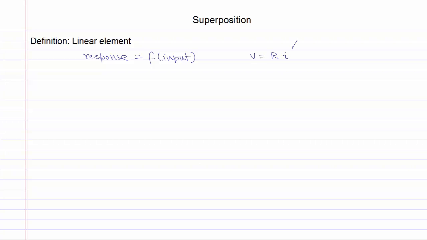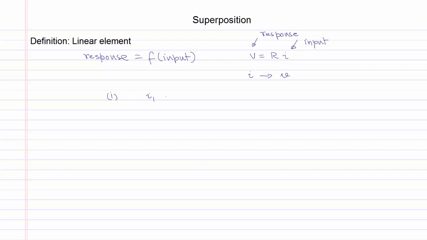In this equation, we can take the current to be the input and the voltage to be the response to the input. In a mathematical form, we will say that the input I generates a response V. An element is linear if it satisfies two properties.